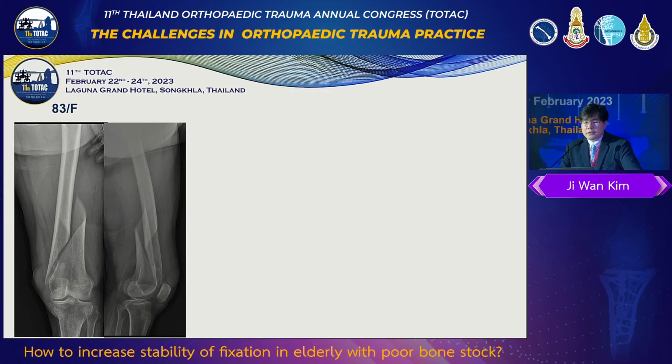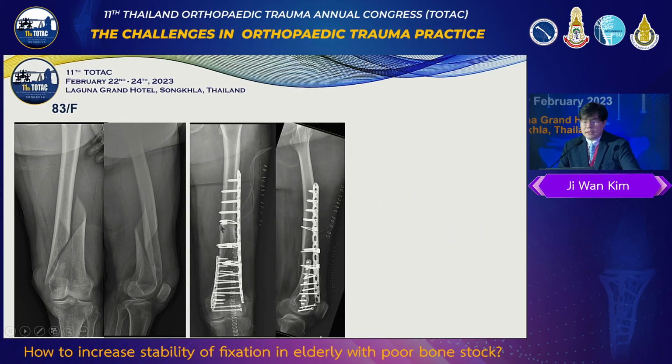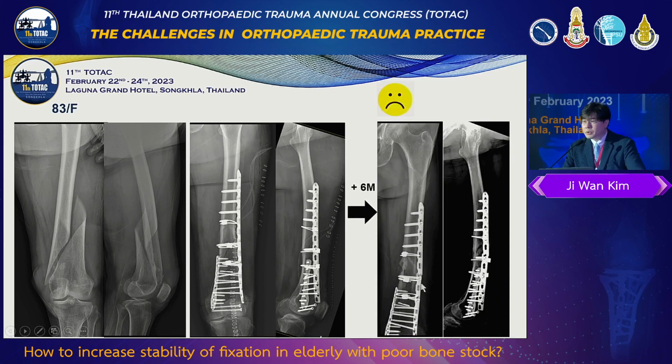So the first case is an 83 years female, distal femur fracture. My young resident from the other hospital did the dual plating like this one. How about this one? I think it's a short plate. So 6 months later, the plate is broken and non-union has happened. So I have to revise it.